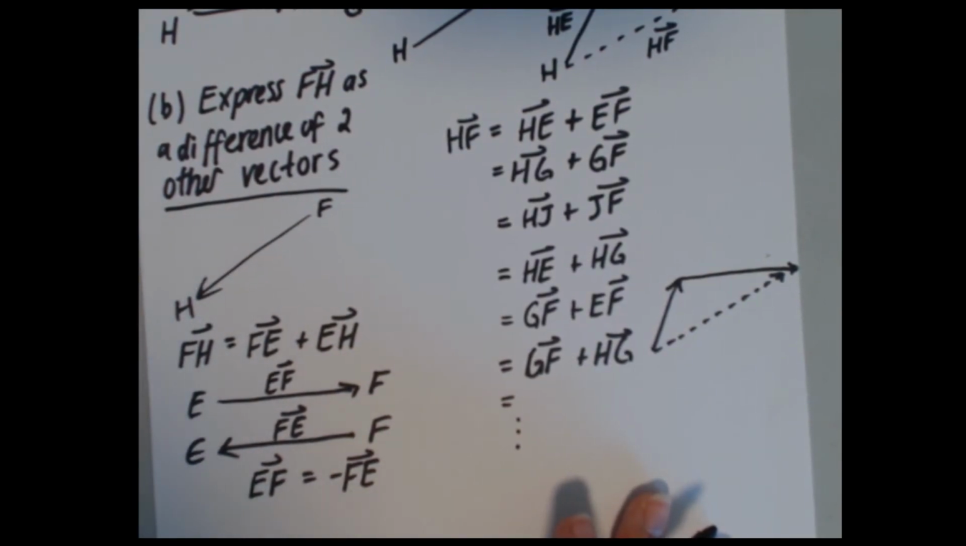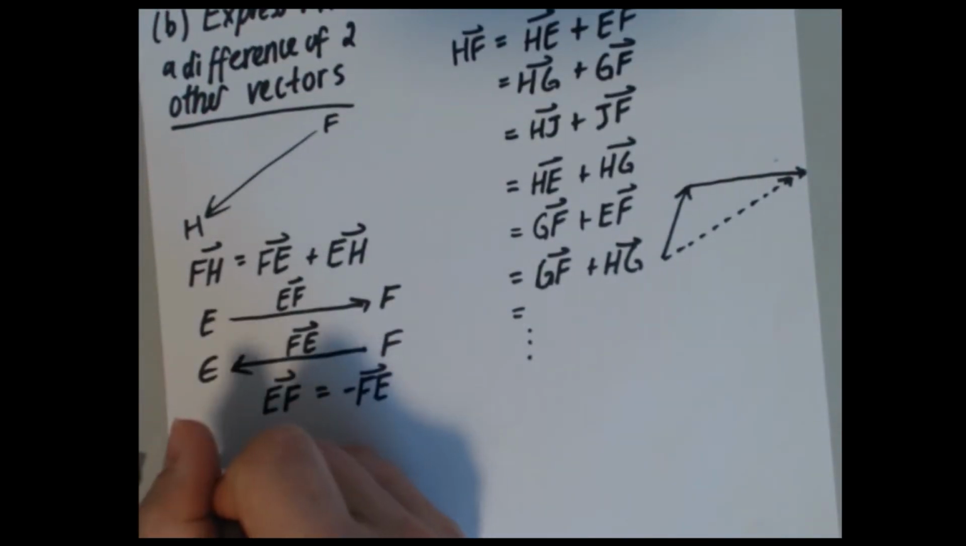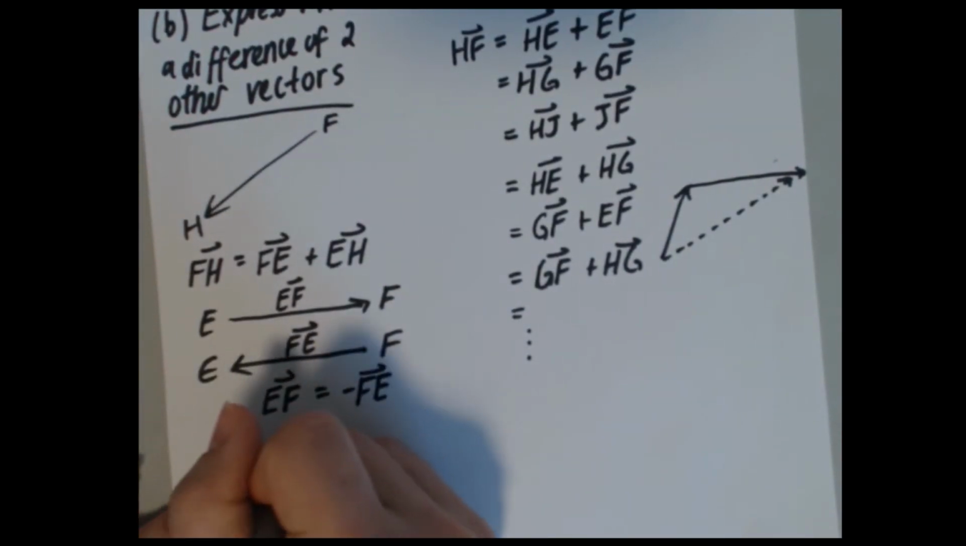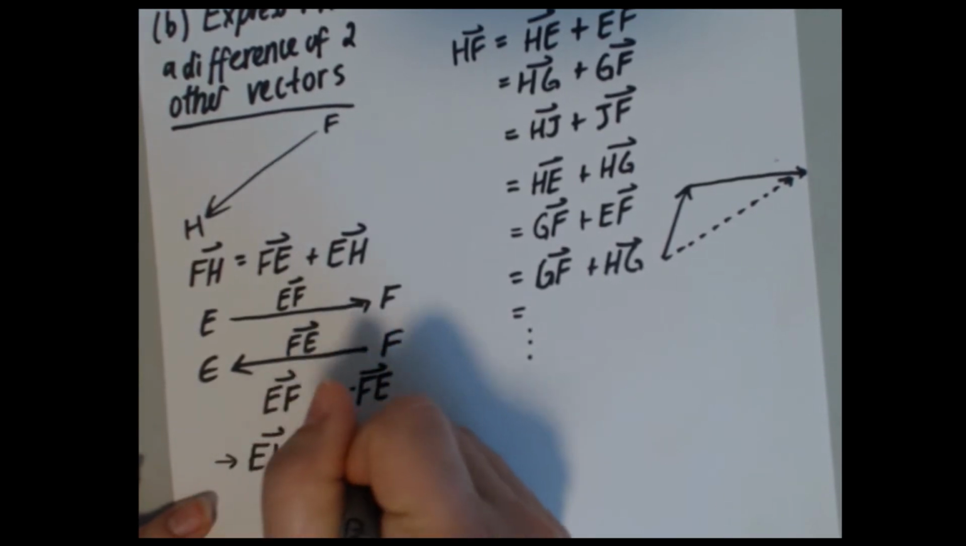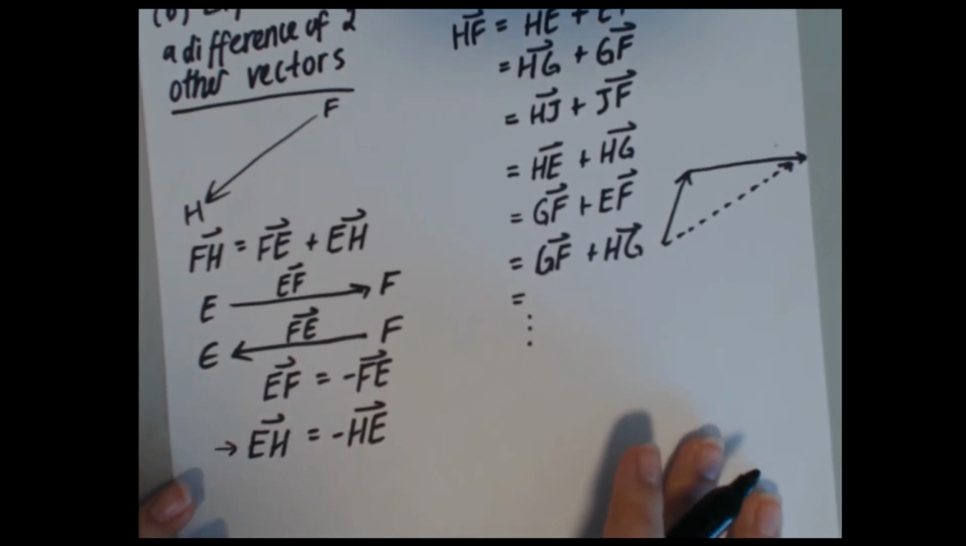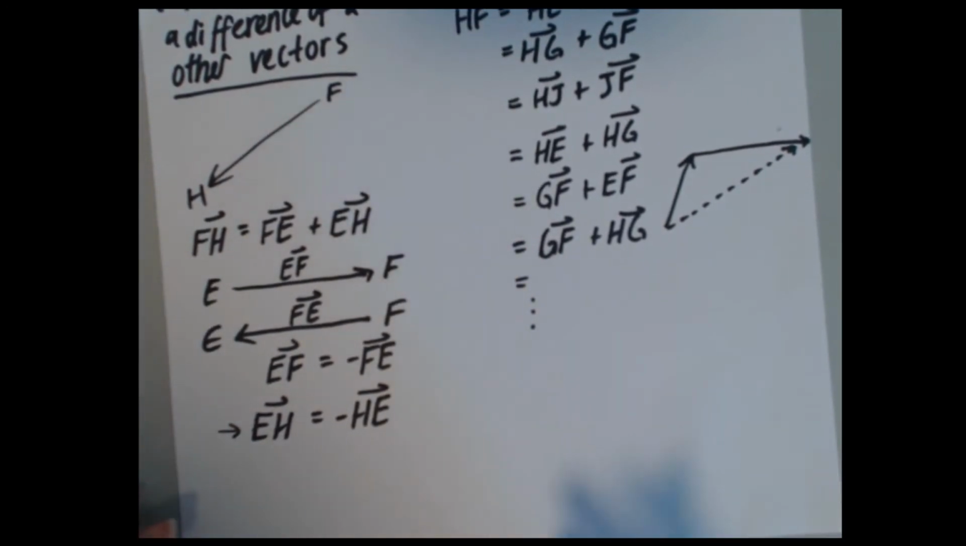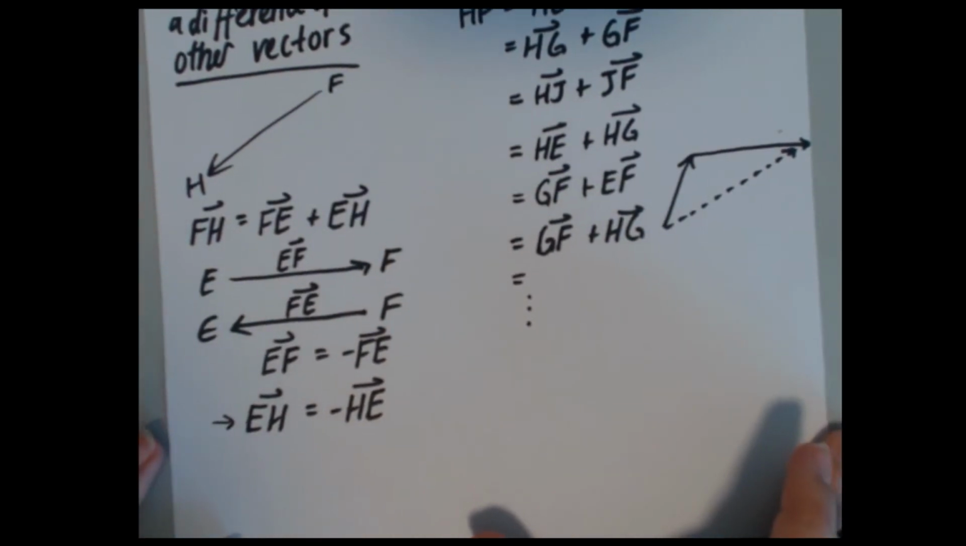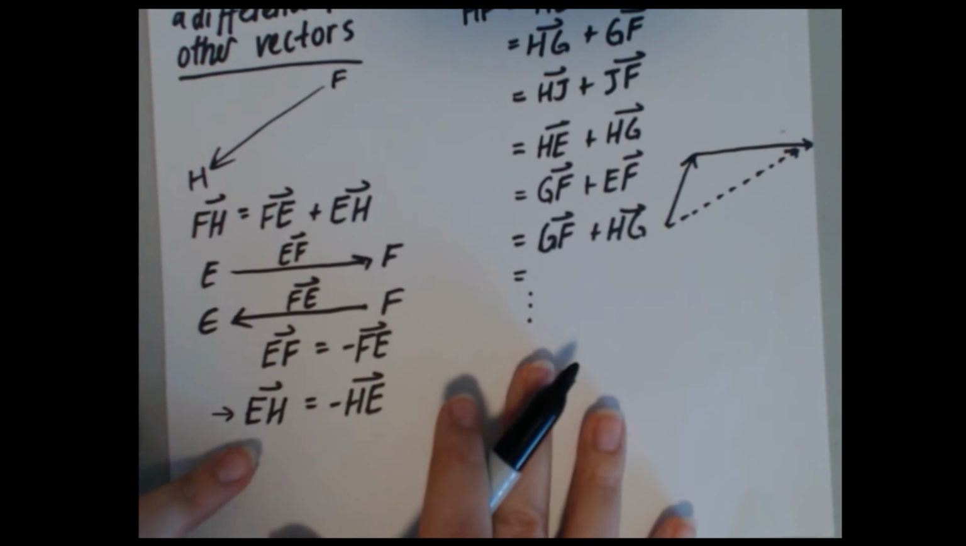All right, so I was working with FE here, but it could work with EH as well, right? So if that's the case, now I can also say, well, due to that, EH is equal to negative HE. And I can do this with any vectors I want. If I have AB, it's equal to negative BA. I don't even need to see what the picture looks like. That's just going to be a natural consequence.